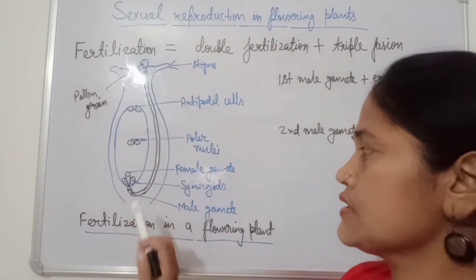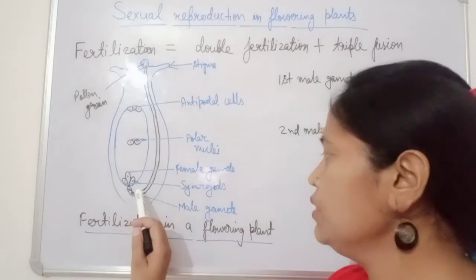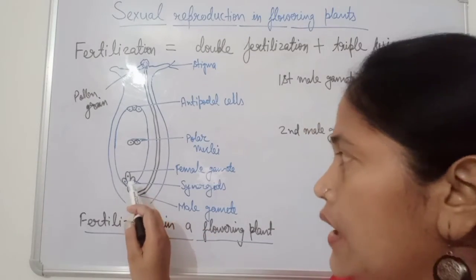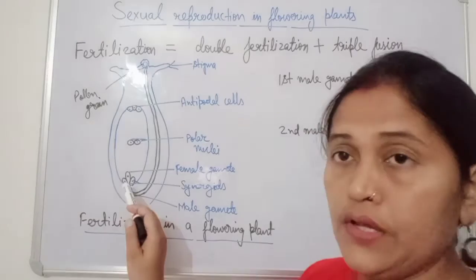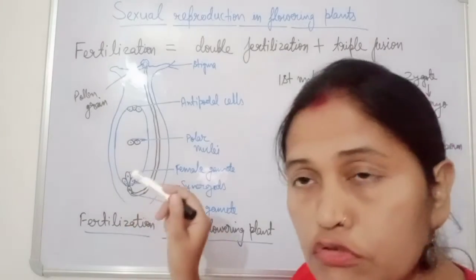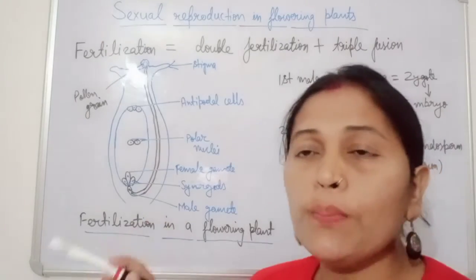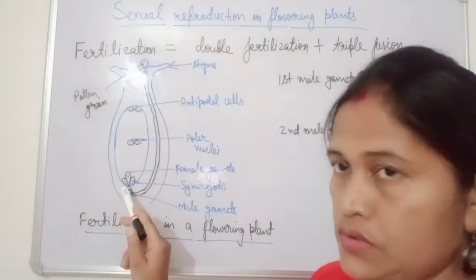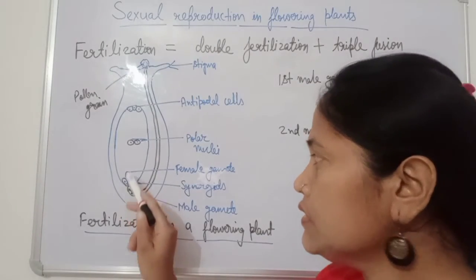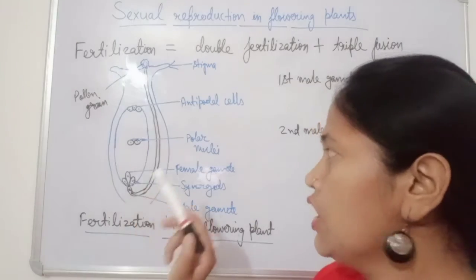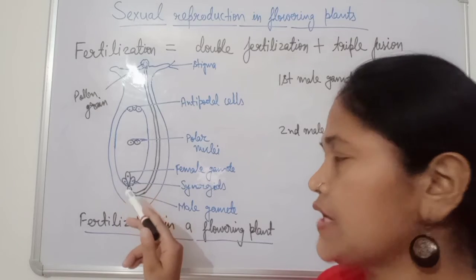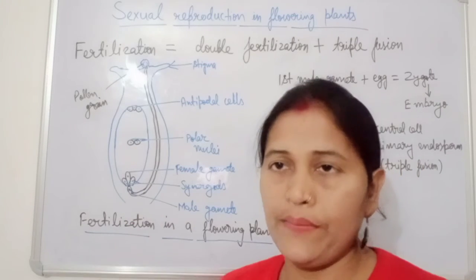All of you can see it clearly in the diagram: two male gametes enter the ovary, and finally the ovule, through the micropylar end. After reaching it, the pollen tube bursts and releases two male gametes.